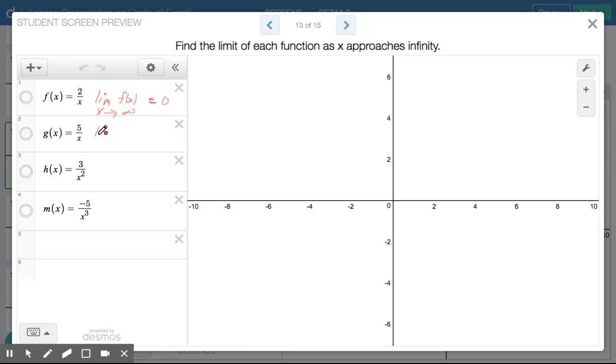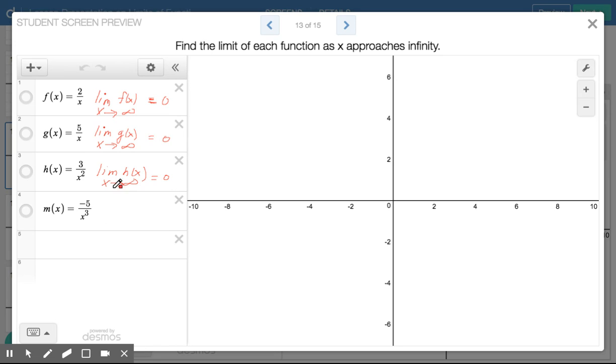For g of x, it will be the same thing. So we'll have the limit of g of x as x approaches infinity is equal to 0. Limit of h of x as x approaches infinity is equal to 0, because when you make x very, very large and you square that very, very large number, and you divide 3 by that very, very large number, the answer is very, very close to 0. Therefore, the limit of h of x as x approaches infinity is equal to 0.